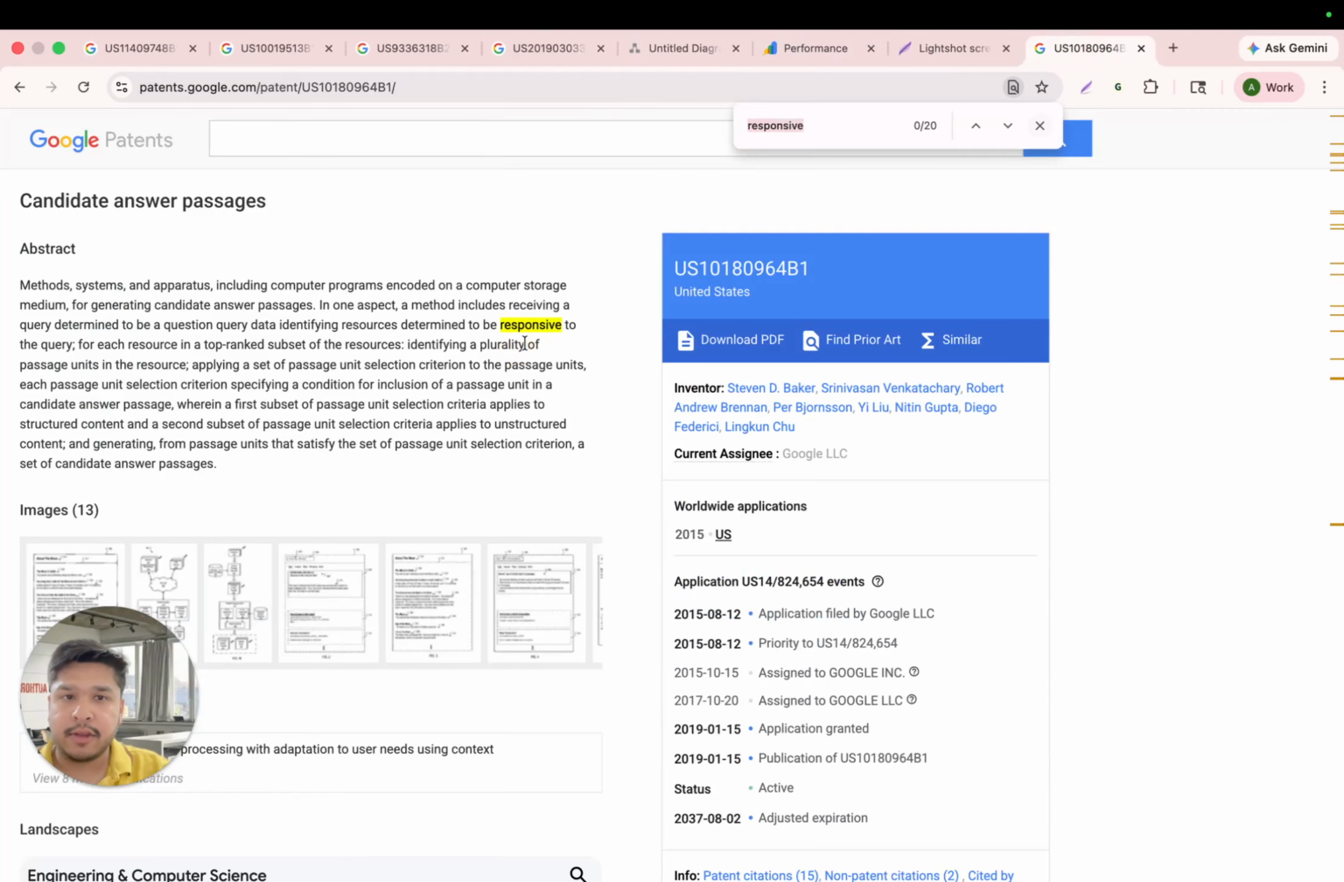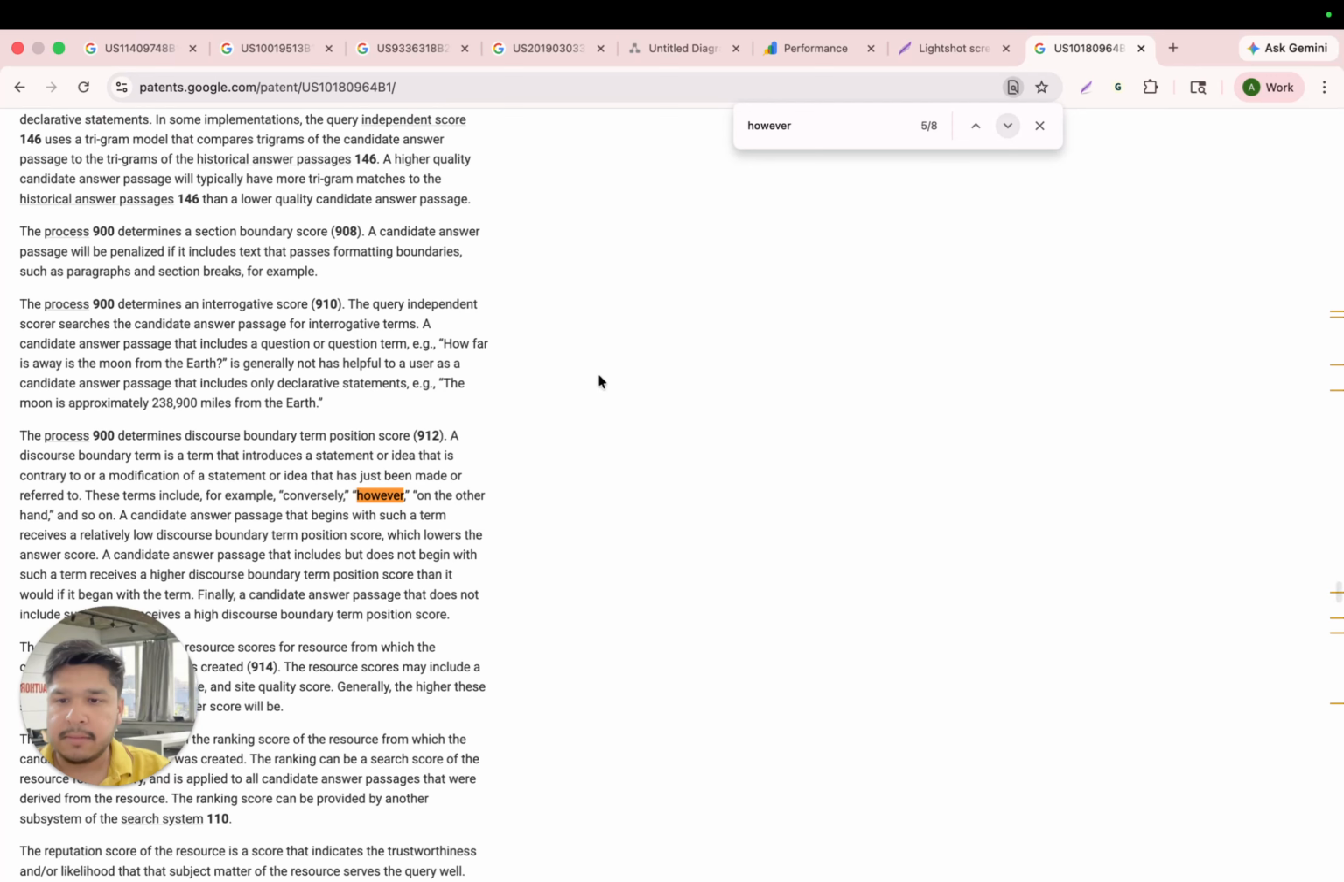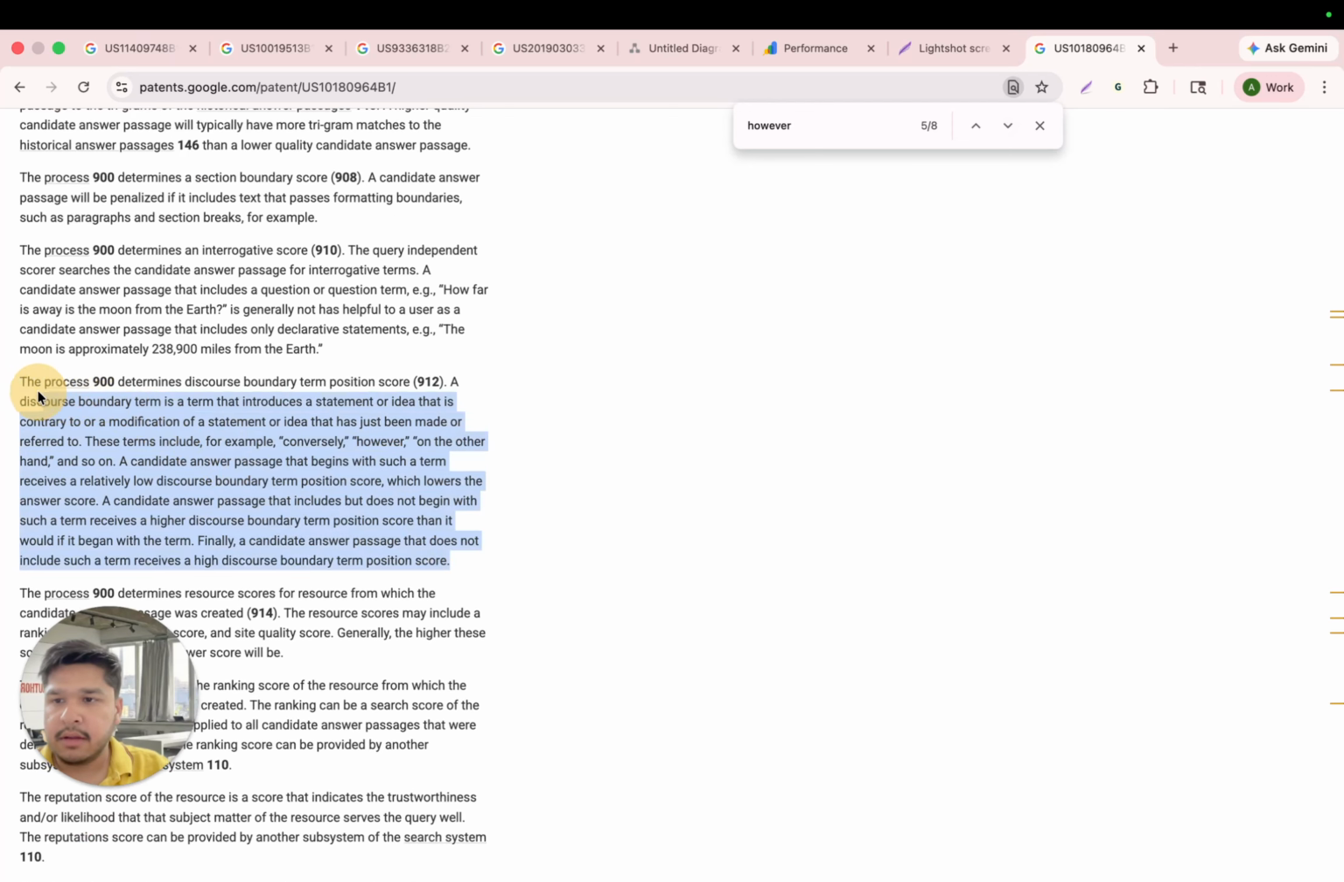Let me give you one quick example. Just a second. If you see here, there is a term known as discovers boundary term position score, and it means that if you are using words like conversely, however, etc. in the first line itself, your score will be decreased and you will receive a lower score, and your passage will be of less quality according to search engines. If you use such terms in the second line, then it's okay. But if you are totally excluding these types of words, then you will receive a higher score, and it may help you with ranking.